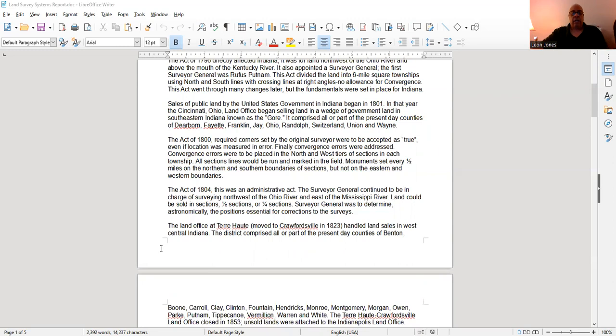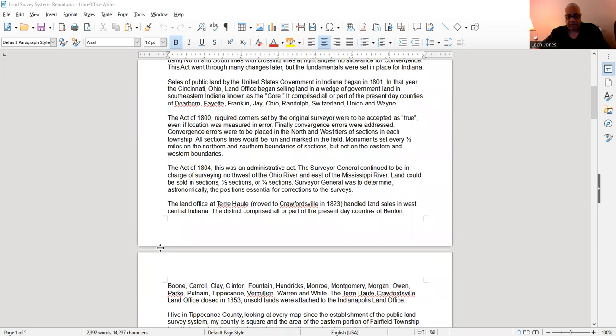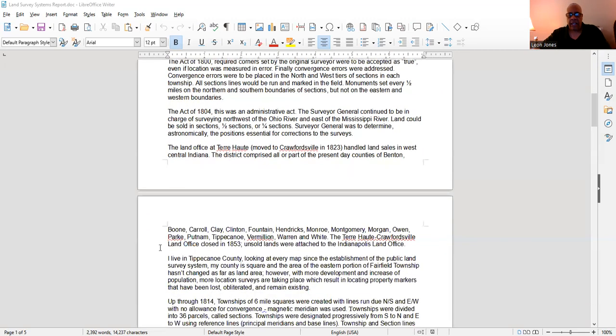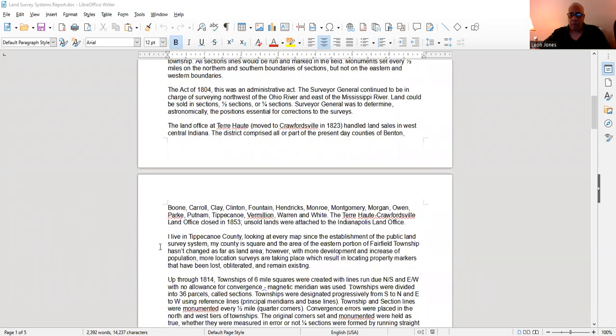Now, back in 1823, the land office that was in Terre Haute moved to Crawfordsville in 1823, and it handled land sales in West Central Indiana. The district comprised all or part of the present-day counties of Benton, Boone, Carroll, Clay, Clinton, Fountain, Hendricks, Monroe, Montgomery, Morgan, Owen, Park, Putnam, Vermilion, Tippecanoe, Warren, and White.